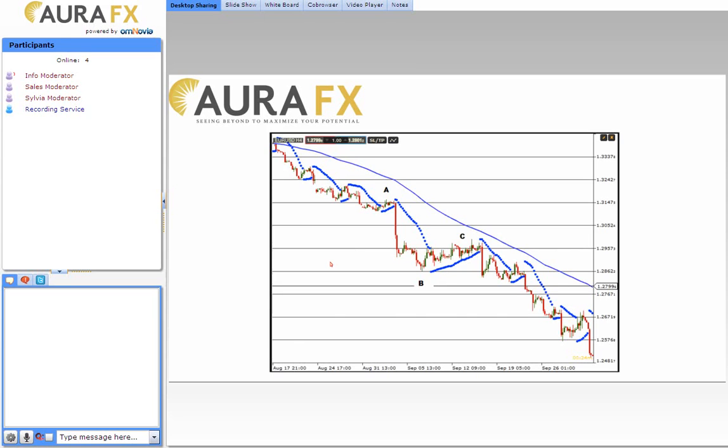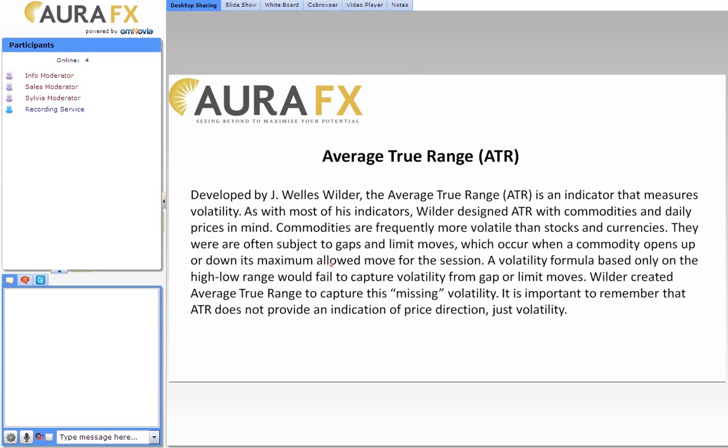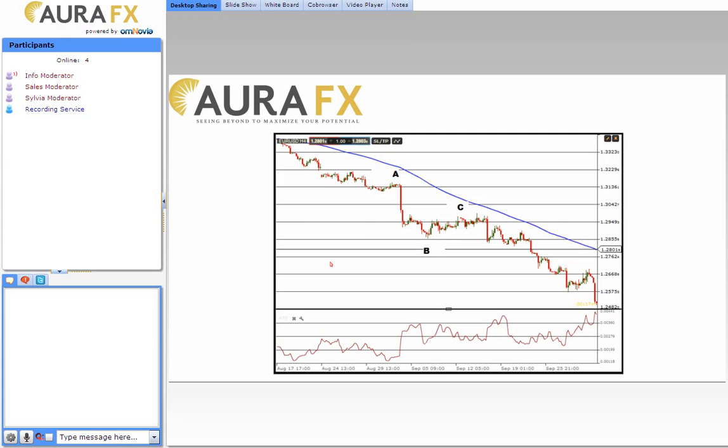Now we've got the average true range, another Wells Wilder favorite. This basically just counts the number of pips or the move of a particular session. If it's a daily chart, it's going to tell us the average number of pips of movement per day on that market. If it's a 4-hour chart, it's going to show us the average number of pips movement in a 4-hour time frame.